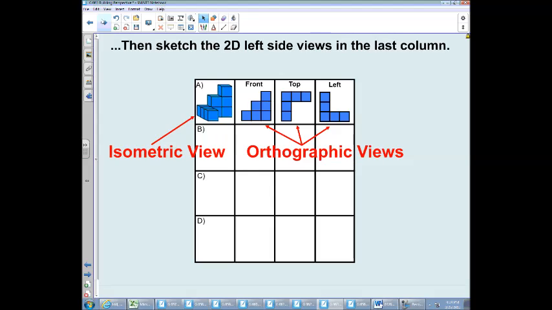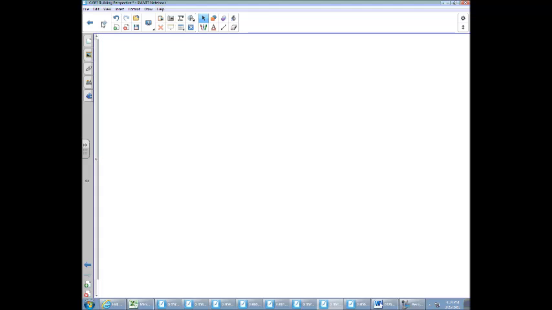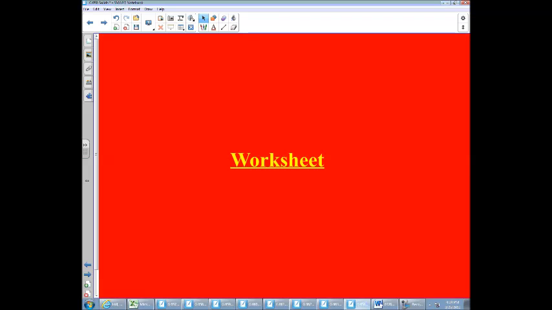Orthographic, the term orthographic, refers to the particular 2-dimensional views of our structure. So it's important to know that, just in case they happen to throw some vocabulary at us. And I believe that's it. That kind of brings us up to speed.